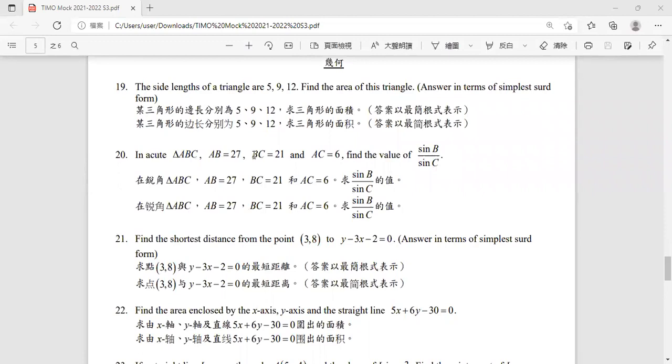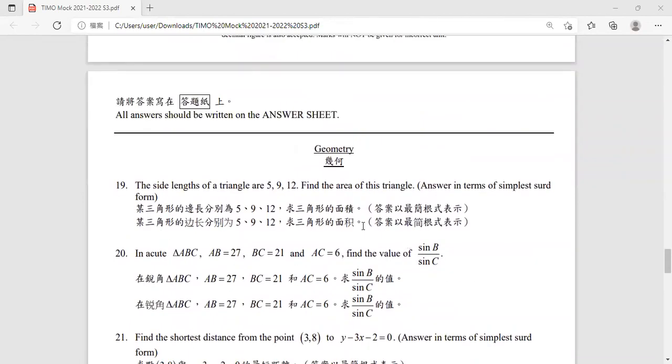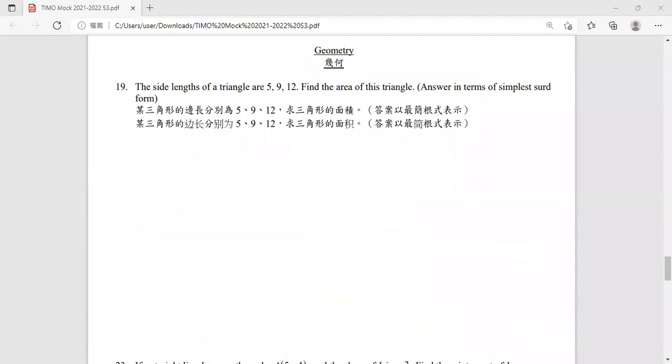Okay, 19. The sides of the triangle are 5, 9, 12, 5, 8. Of course, you can use Heron's formula. Does anyone know how to use that? You use this formula, it's okay.